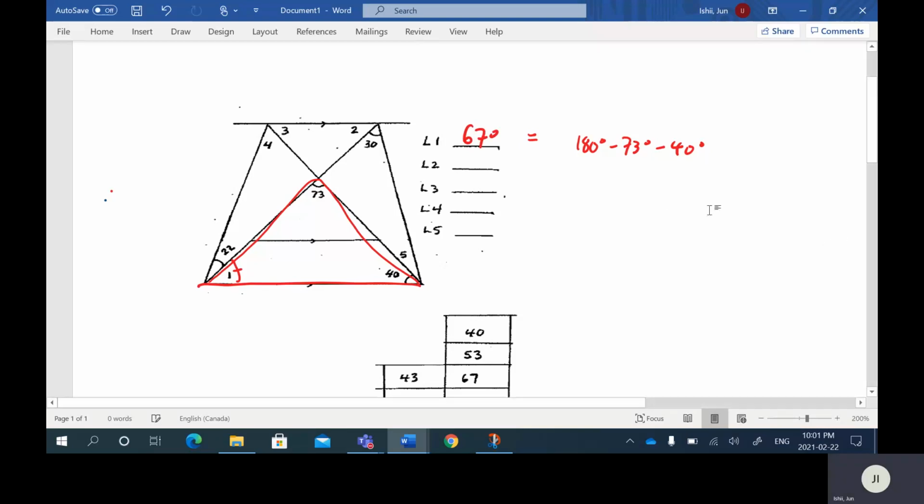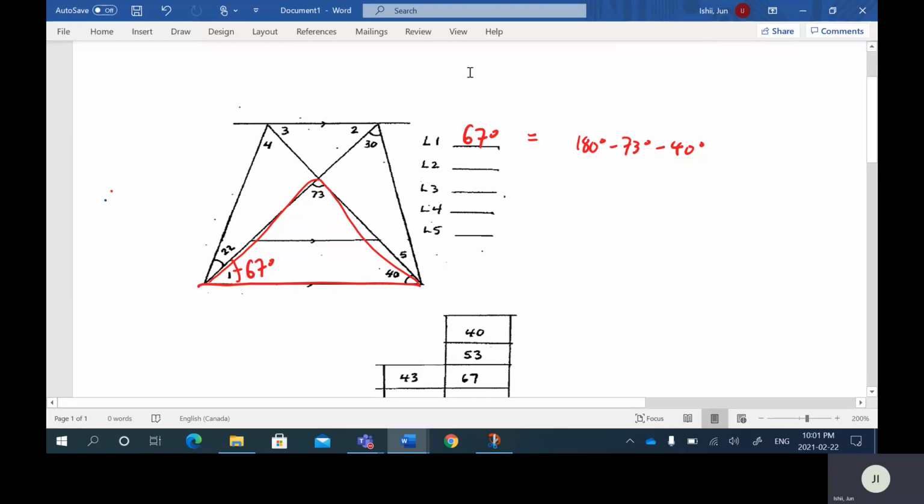All right, so let me just make sure I get that right. I'm just going to double check. I'm just going to add 67 to 73, so that gives 140 plus 40. Yep. All right, so 180 minus 73 minus 40 gives me 67 degrees. As you work through this, it's a good idea to fill in the angles into the diagram as you find them. Okay, so angle 1 there is 67.